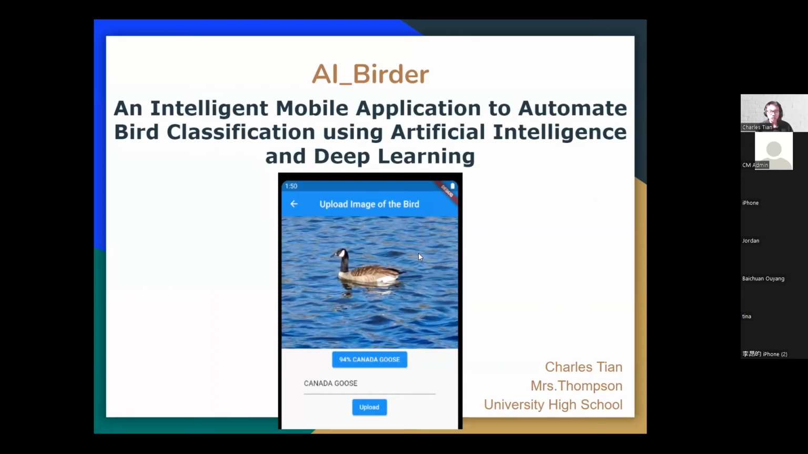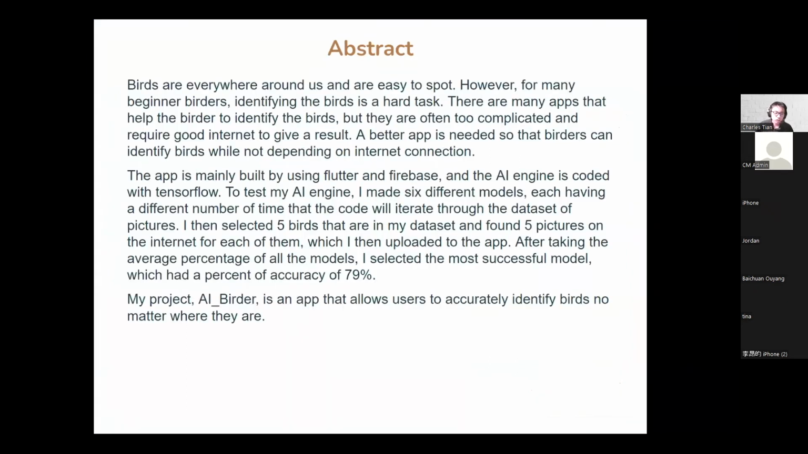Intelligent mobile application to automate bird classification using artificial intelligence and deep learning. Basically my abstract is there are a lot of ways to identify birds, using field guides and other apps, but those apps are highly inefficient and highly inaccurate. So I want to make an app that can accurately identify birds with only a picture uploaded.